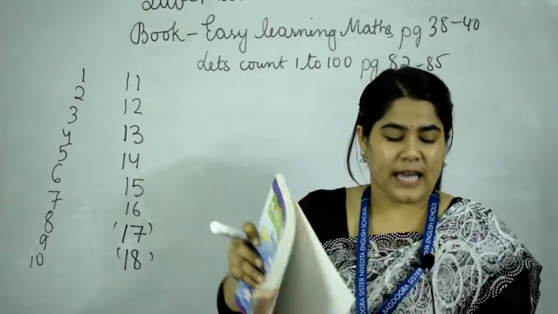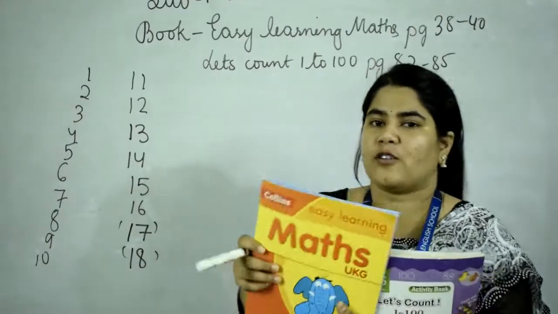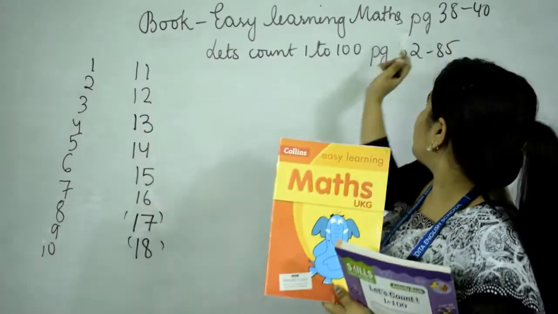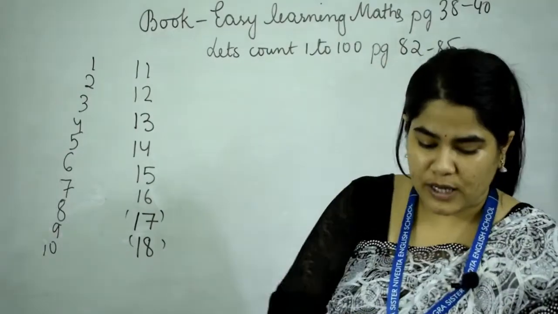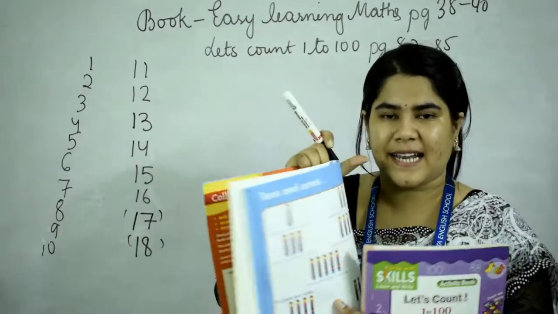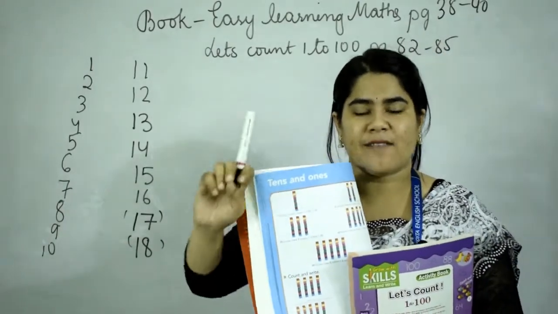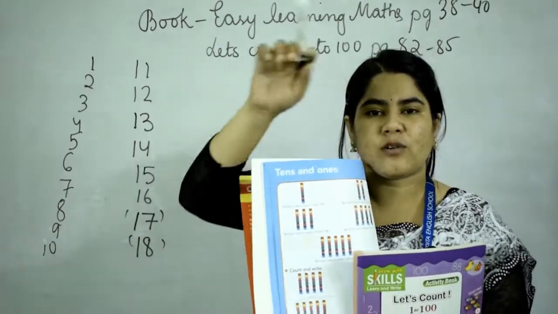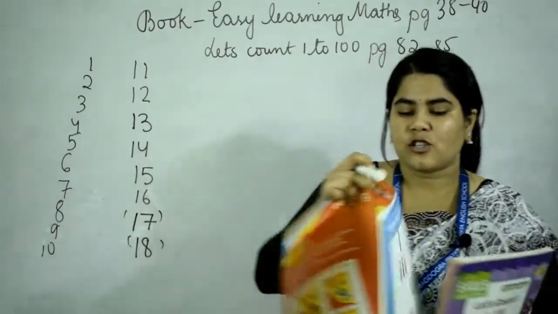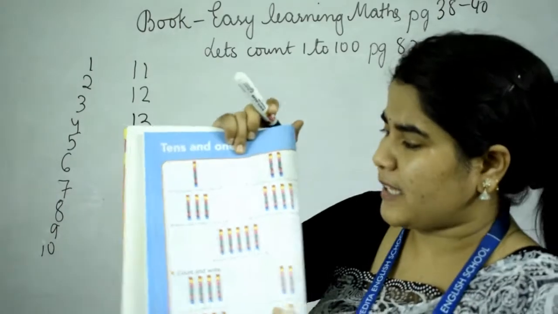And the second book that we are going to follow today is Easy Learning Maths, page number 38 to 40. If you open to page number 38, here the new thing you will get, that is one sentence. You might have noticed in your notebook that I used to write OTN. Today I will be teaching you what is that. So just have a look at the book.